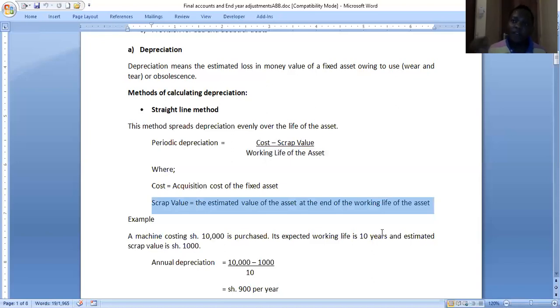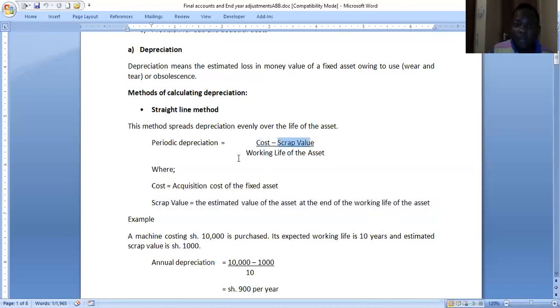So if its working life is 5 years and you are through that asset, at what price can you sell that asset? Yeah, what is the scrap value? So therefore the periodic depreciation, or the annual depreciation, shall be equal to the acquisition cost minus the scrap value at the end of its working life, divided by the working life, that is usually quoted in years.